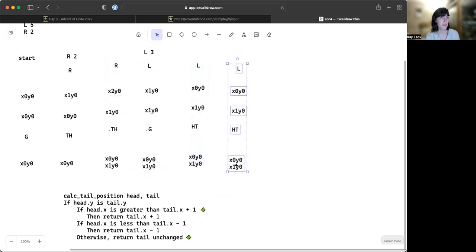Let's try going left again. Into minus 1 here. Okay. Now, tail y, same. Is head x greater than tail x plus 1? No. Is head x less than tail x minus 1? Is minus 1 less than 0? Yes. If so, return tail x minus 1, which is 0. In which case, we're moving this way now. Okay, that's good. Let's try going up.